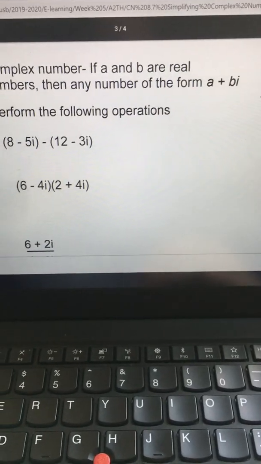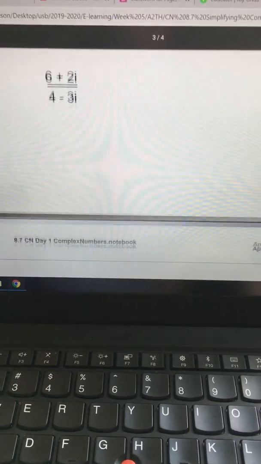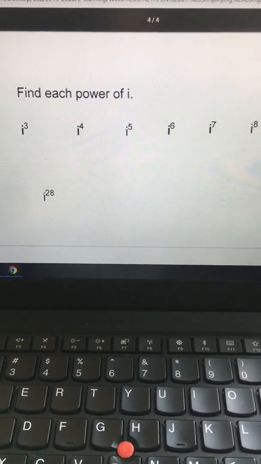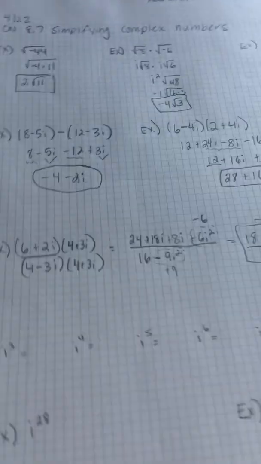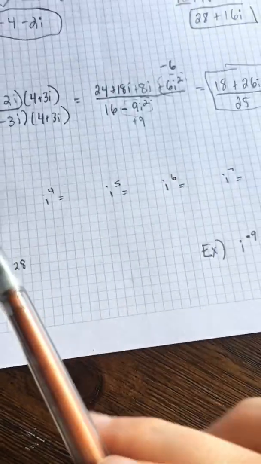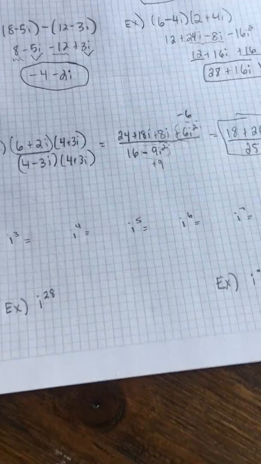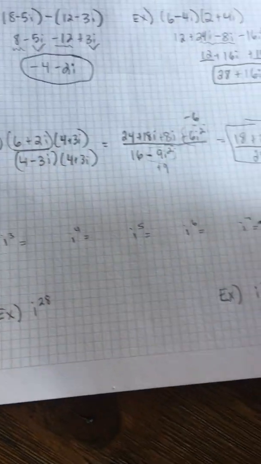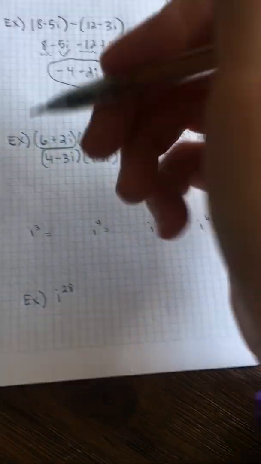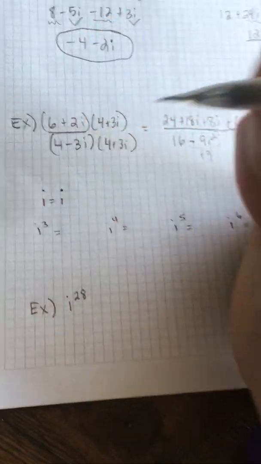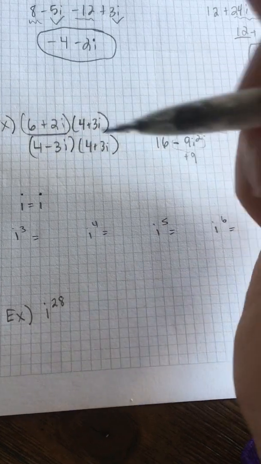Okay, the last and final part of our notes for today is finding each power of i. These will be given on the test on Monday. I'll give you these, and then you need to find bigger powers of i. How we can find the rest of these is we'll actually start to see a pattern. We know that i is i, and that when we see i, we want to use i and not the square root of negative 1.